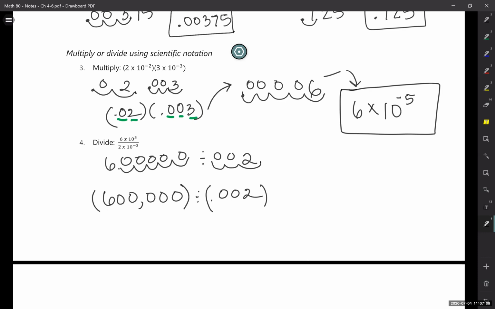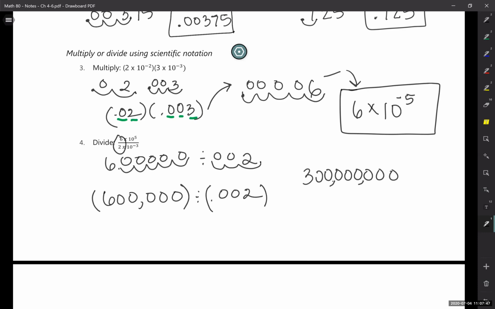Now, I don't know if you are predicting what the answer is going to be, but it's actually going to be quite large. So we're dividing 600,000 by 2 thousandths, and we end up with a 3 and a lot of zeros. You probably saw the 3 coming because we have 6 divided by 2, but we have 8 zeros after that 3. I could fill in with some commas, and that gives us 300 million.